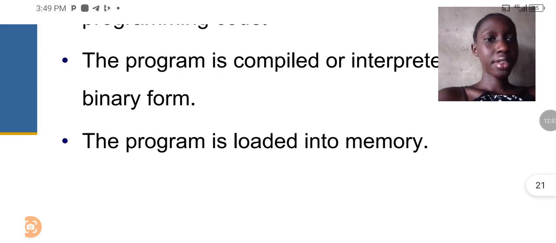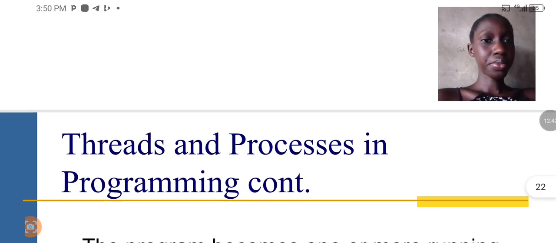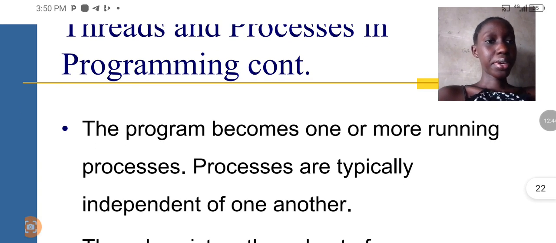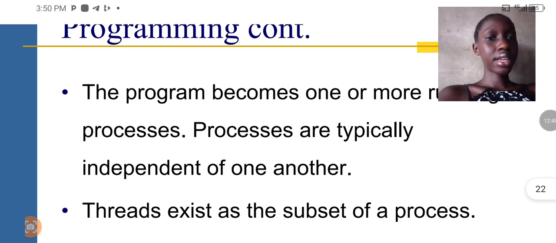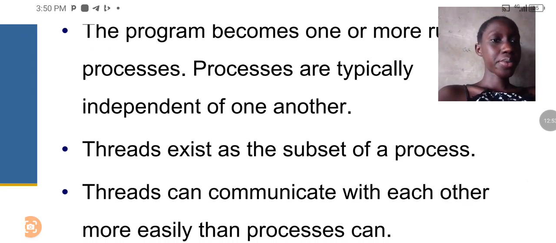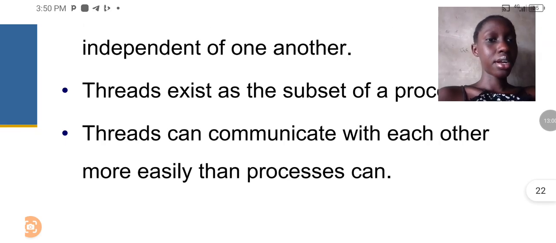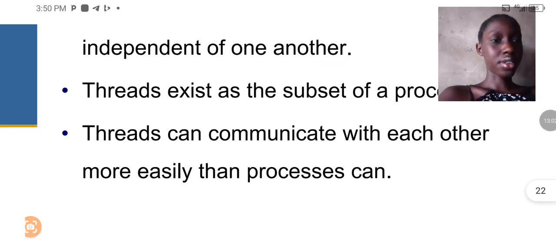And the program is then loaded into the memory, and this is done by the loader. The program becomes one or more running processes. Processes are typically independent of one another. Threads exist as a subset of a process, so a thread can be found in a process. Threads can communicate with each other more easily than processes can.